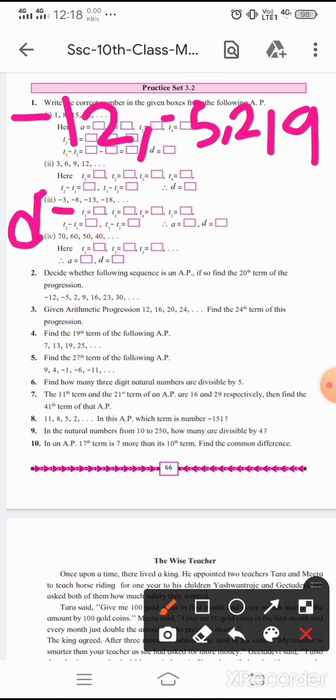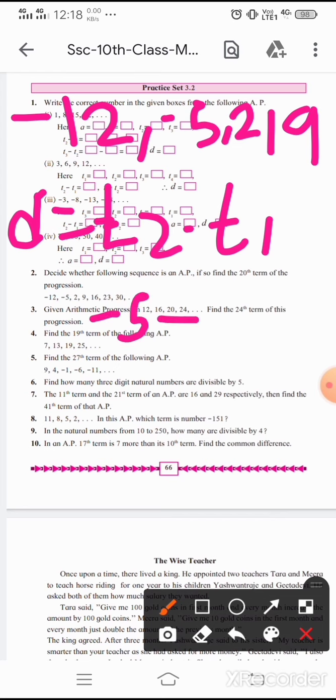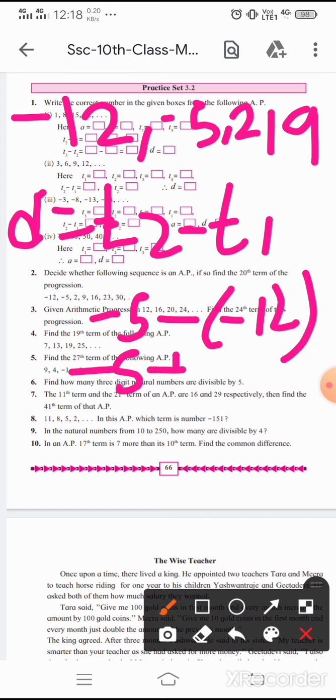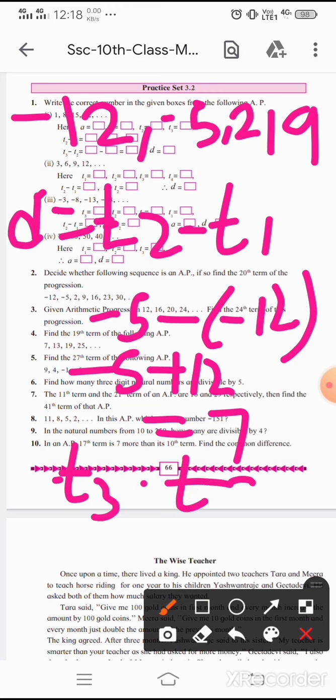Then just find out D. D will be T of 2 minus T of 1, right? So T of 2 is minus 5, then minus, and then minus 12. Now how much are you getting? Minus 5 and this plus 12, that is equal to 7, right? Similarly for T3, T of 3 minus T2, how much are you getting?